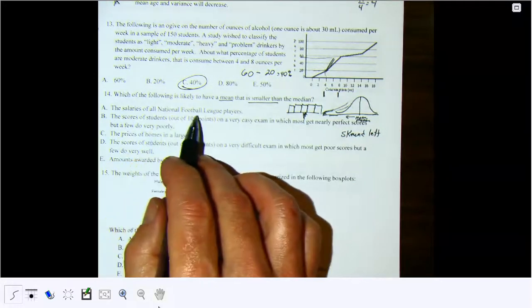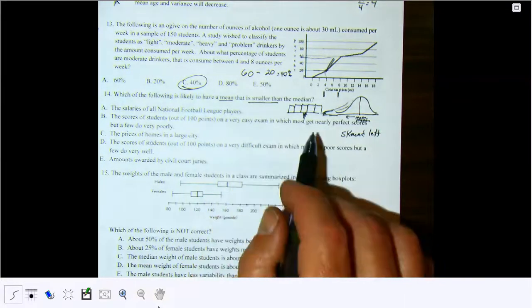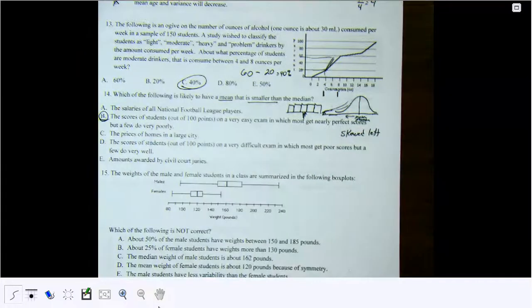Okay. So the salaries of National Football League players, that should be roughly symmetric. Yes, you're going to have some really high, you're going to have some low. Roughly symmetric. The scores of students on an easy essay exam in which most people get nearly perfect scores, but a few people do very poorly. That is going to be a skewed left distribution. We can go ahead and answer it. We'll talk about the other ones.